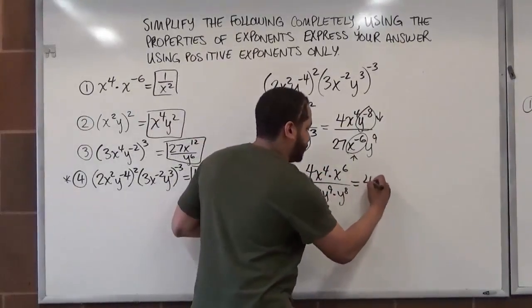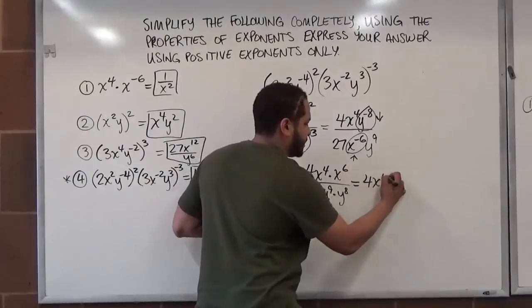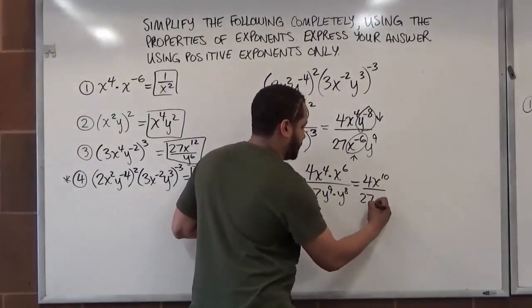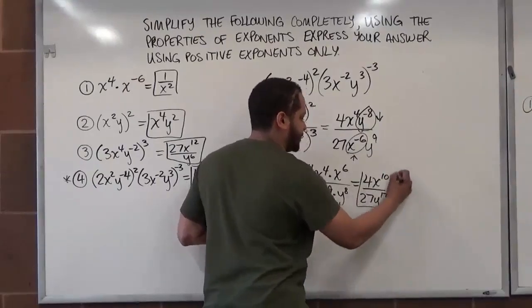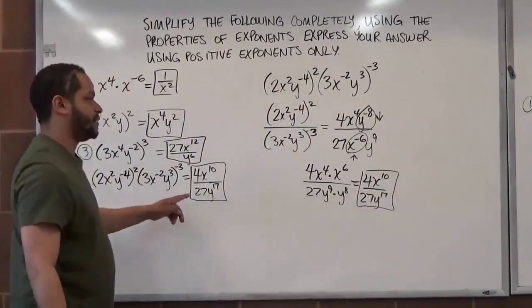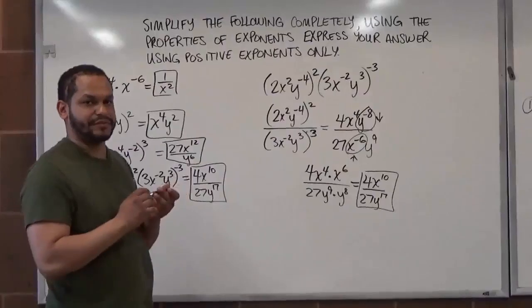So this becomes 4x, 4 plus 6 is 10, over 27 y to the 9 plus 8, 17, which is the very same solution we got in the last problem, only using the properties of exponents.